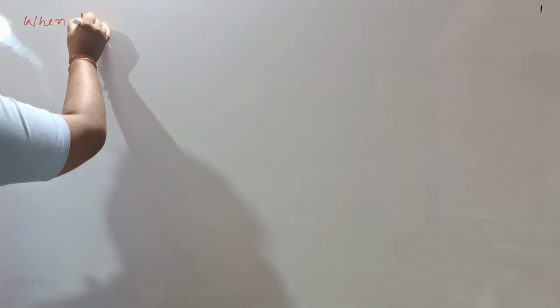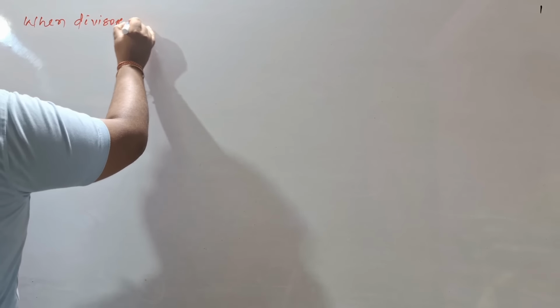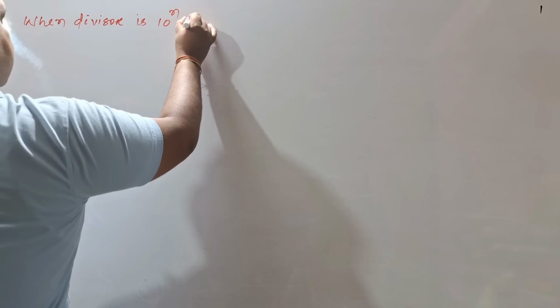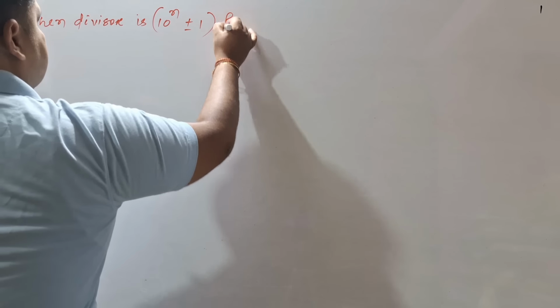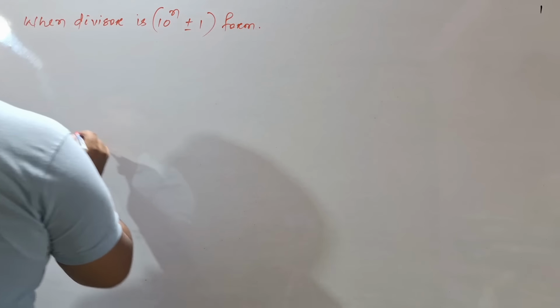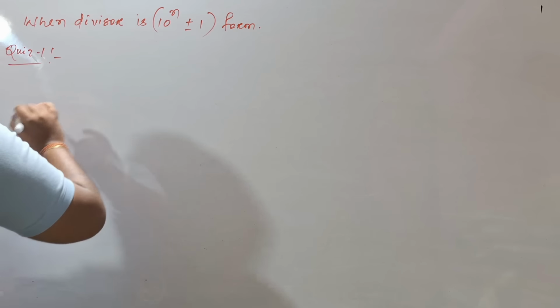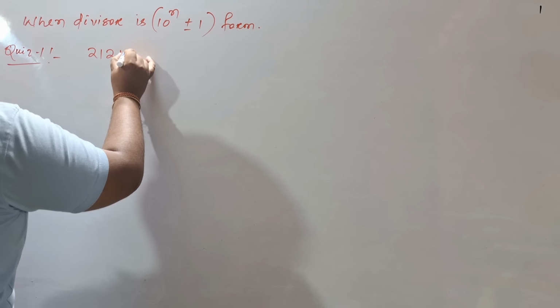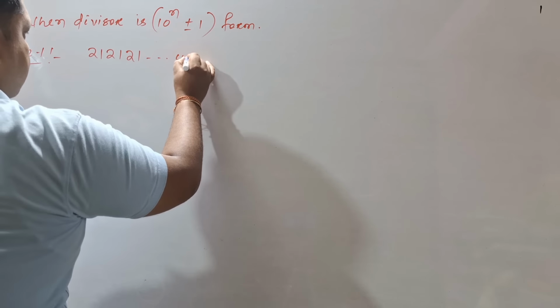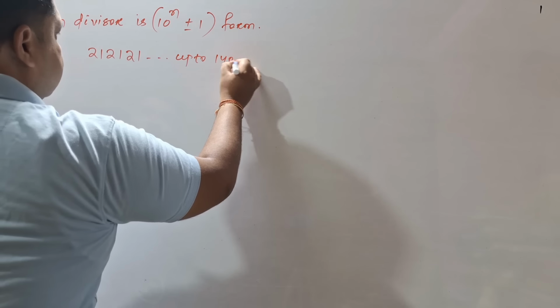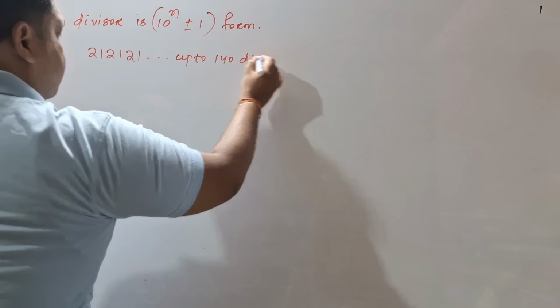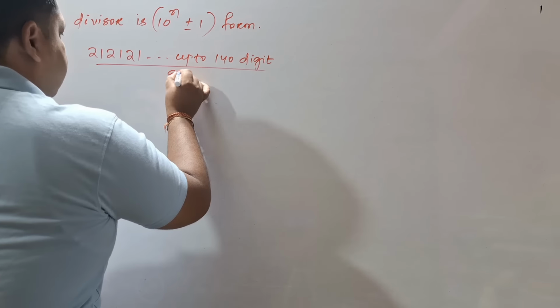Another key concept: when the divisor is of the form 10 to the power n plus or minus 1, how to handle it? For example, quiz number 1. Suppose the dividend is 2 1 2 1 2 1 up to 140 digits. When it is divided by 99, find the remainder.